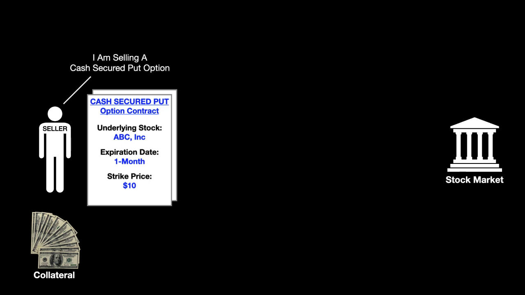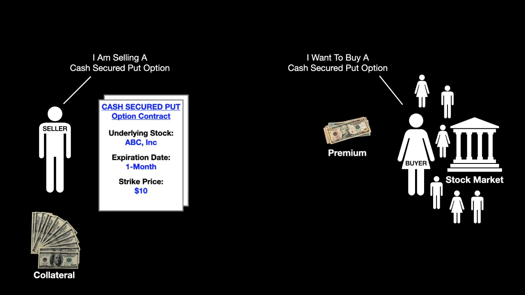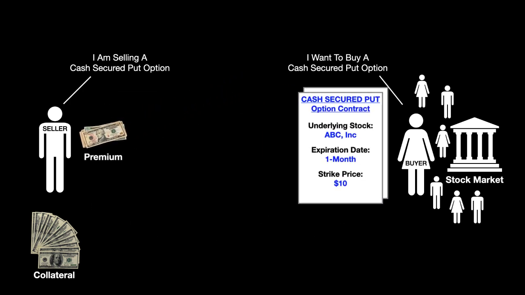After the seller has the collateral reserved, they can offer their cash secure put option contract for sale in the open stock market, where it will be seen by thousands and thousands of potential buyers. Now, if a particular buyer likes the terms and conditions of the option contract, they'll indicate that they want to purchase the option contract. And in order to do so, that buyer will need to submit a payment known as the premium. Premium payment will go to the seller, and in return, the buyer will have the rights to exercise the option contract on or before the expiration date at the given strike price.